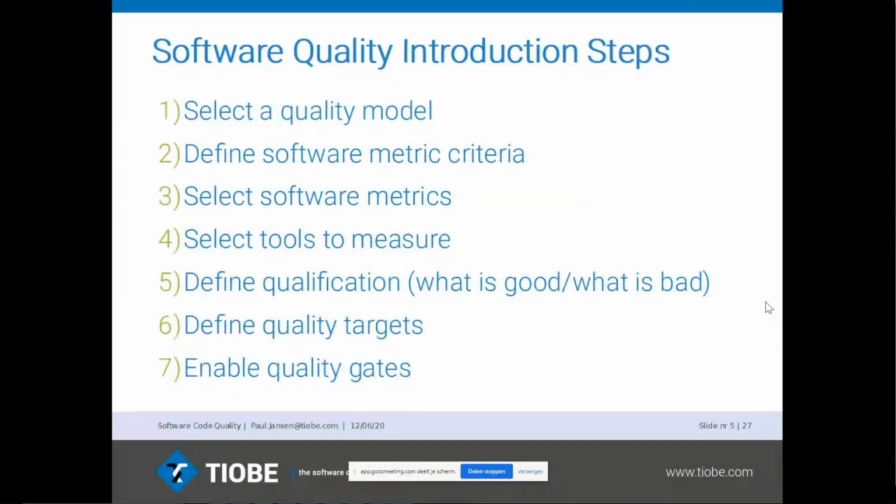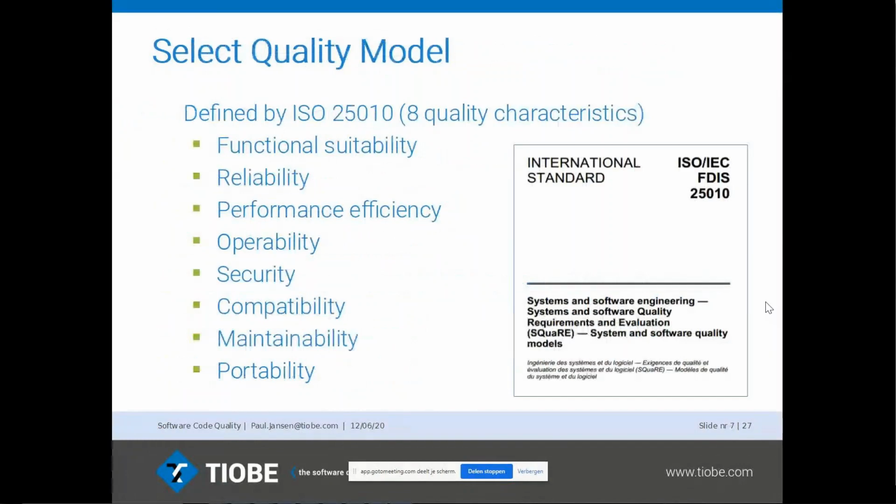So the first thing is that we have to select a quality model. A quality model is something where you say, well, this is a standard that we are using to make sure that we are following the quality guidelines. So let me give you an example. Here's an example of a quality model. That's the ISO 25010. So that's an official international standard that is about software product quality.